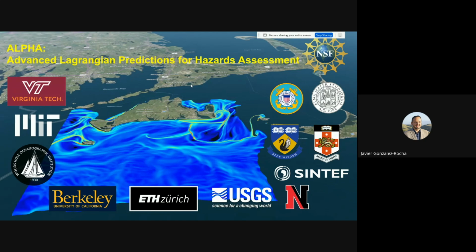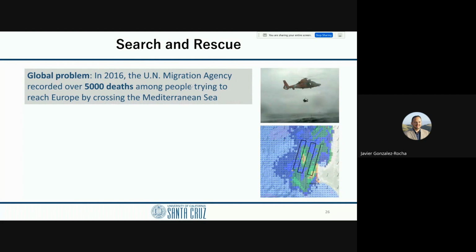And so one of the things that we wanted to explore was if wind estimates can actually help us improve search and rescue. Why? Search and rescue is a global problem. In 2016, the UN Migration Agency recovered over 5,000 deaths among people trying to reach Europe by crossing the Mediterranean Sea. So that's just a lot of death just in one region.